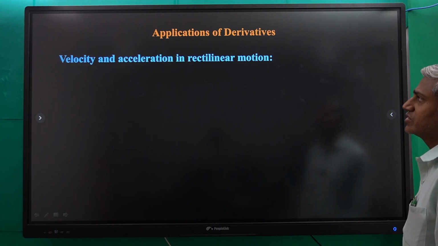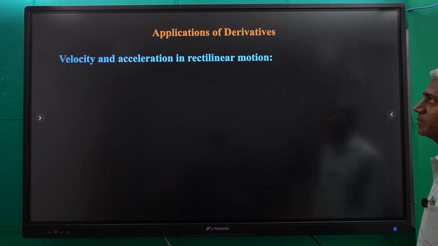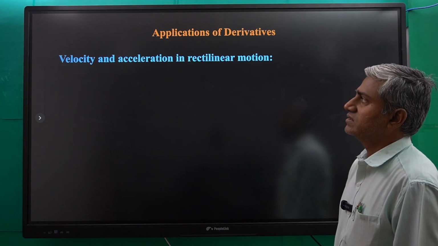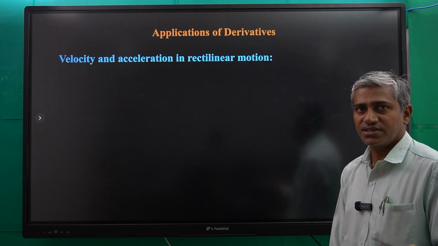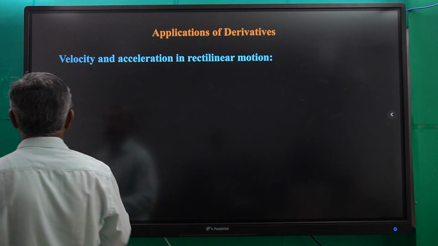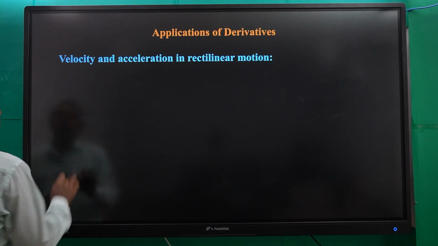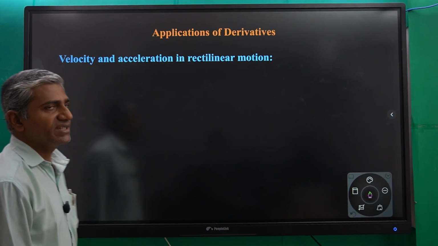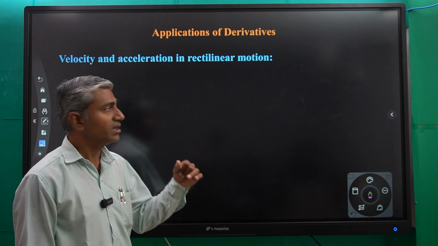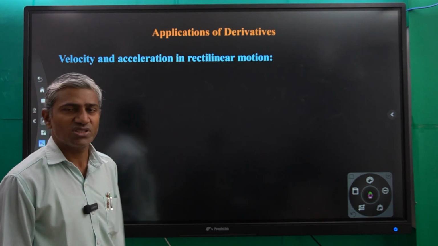Velocity and acceleration in rectilinear motion, applications of derivatives. So under velocity, what is the velocity and what is the acceleration first of all? Velocity comes under any function here. Before that, we can discuss what a function is, and then the function under rectilinear motion. What is the motion first of all?